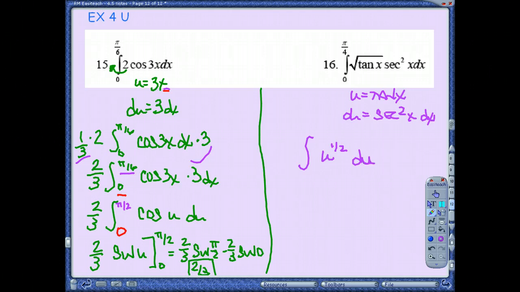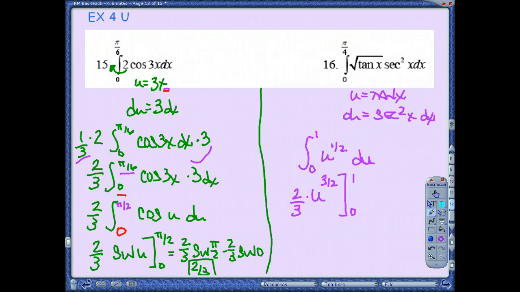And now we're going to put in our new limits. So if I put 0 in here for my x, I'm going to get tangent of 0, which is 0. Then I'm going to put pi over 4 in for my x, so the tangent of pi over 4 is 1. So now I'm ready to go ahead and integrate. So that's going to be u to the 3/2 power divided by 3/2, which is the same thing as multiplying by 2/3.